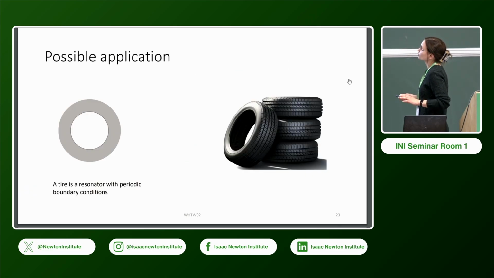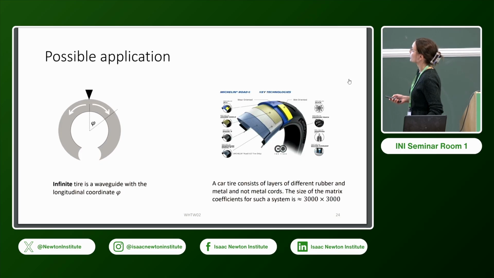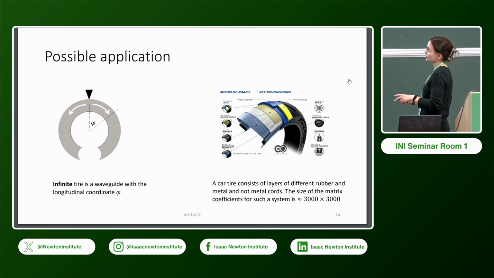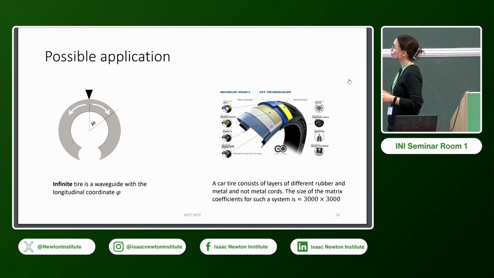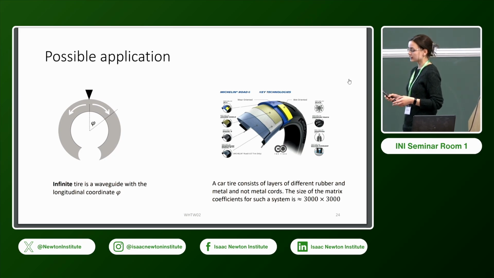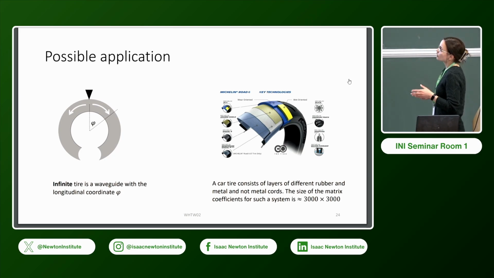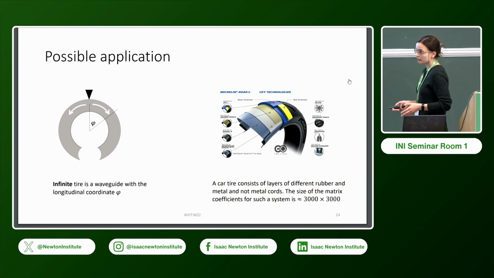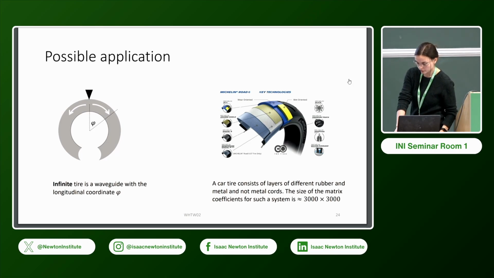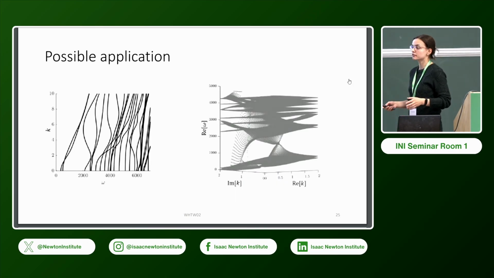Our initial motivation was a cut tire, and actually it's a resonator, but if you hit it with a point source for some time, we can observe waveguide propagation in such tires. Now the longitudinal coordinate is phi, and for a real tire, phi takes values from 0 to 2 pi, but now we consider that phi can take any real value. This waveguide tire can also be described by the matrix Klein-Gordon equation. Since a cut tire is a complicated structure, the matrix coefficients have size approximately 3000 times 3000, so we cannot deform the contours for such a system.